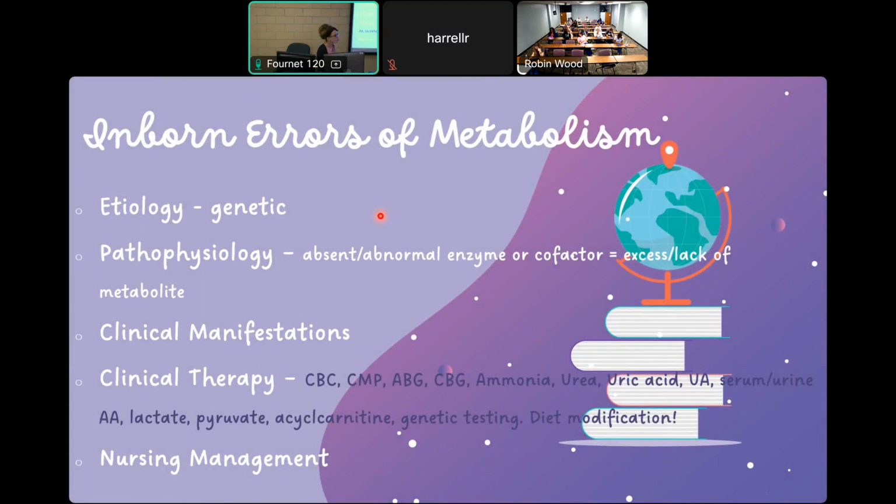So inborn errors, your book goes over a couple very specific ones. I'm going to lecture it as an overarching umbrella term, because there's like 50 million of them. And if you work peds, you will get a kid and be like, they have this metabolic syndrome, and you're going to be like, I have never heard of this in my whole entire life. I think we've dealt with that a couple of times in clinical already. I won't sit here and lie to you and tell you I know every single one of them.